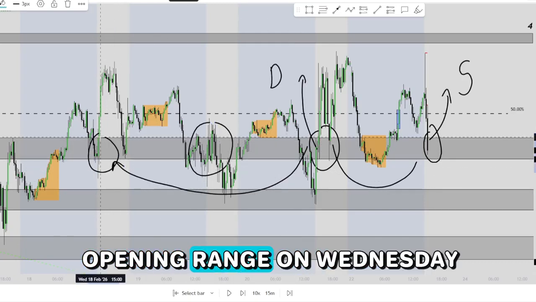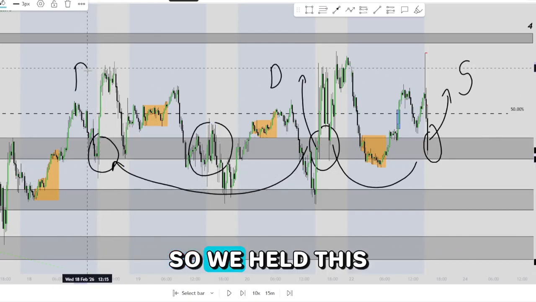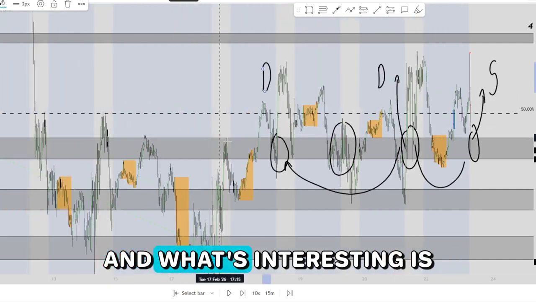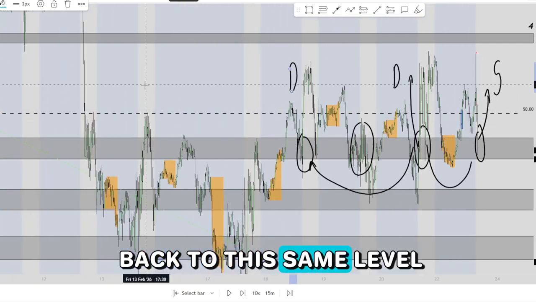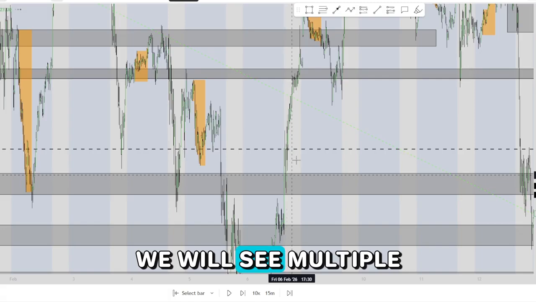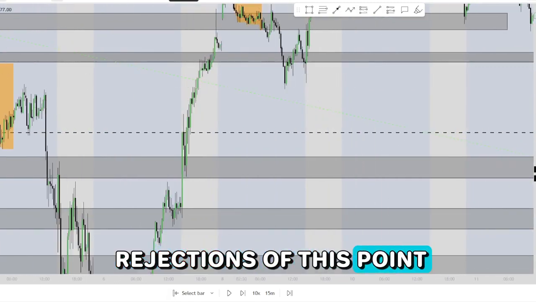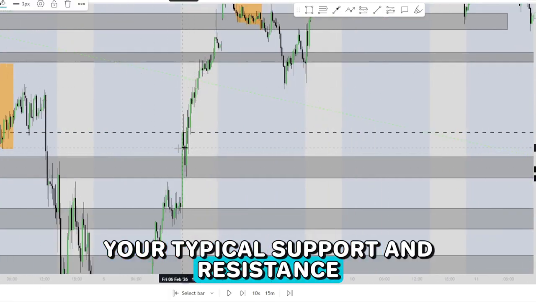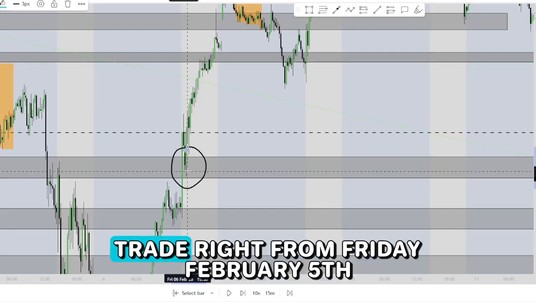Now, what's also interesting to understand is on Thursday we chopped, but on Wednesday we also held as demand, right? There was a nice opening range on Wednesday. So we held as demand over here as well. And what's interesting is if we keep going back to this same level, we will see multiple rejections of this point. So this is not your typical support and resistance. This was a long trade, right, from Friday the 5th of February.